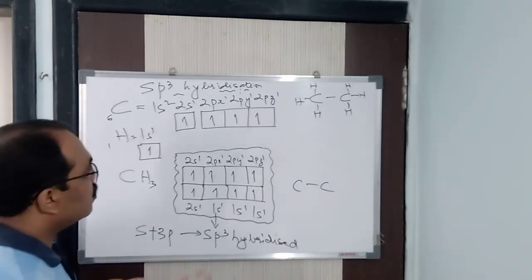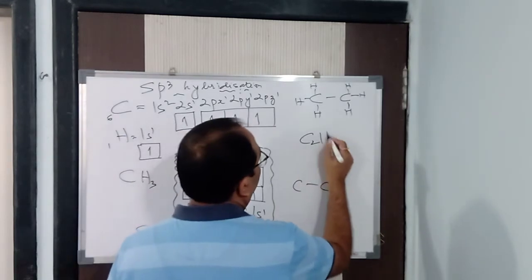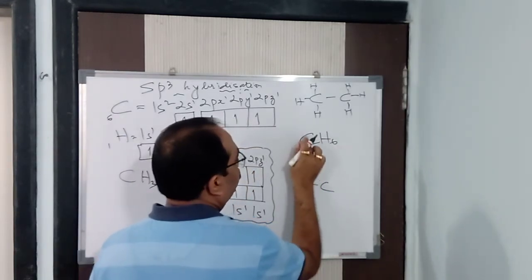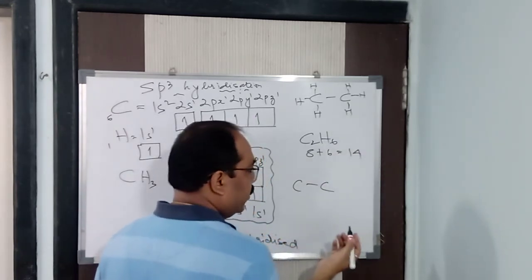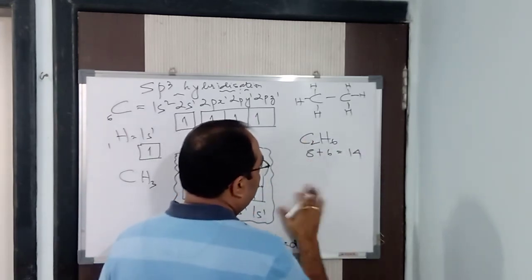Alright, how to find it out? See, it is very simple. Let me tell you once again. C2H6: carbon 4 times 2 is 8, hydrogen is 6. 8 plus 6 is 14. Got it? Carbon here it is 2, two carbons.